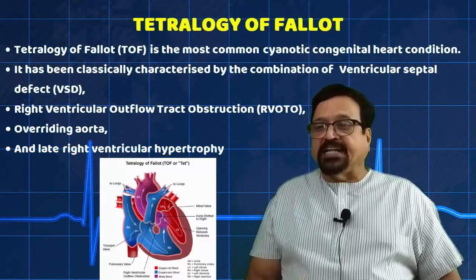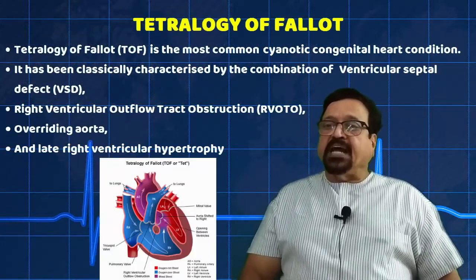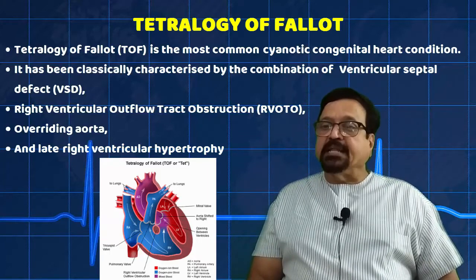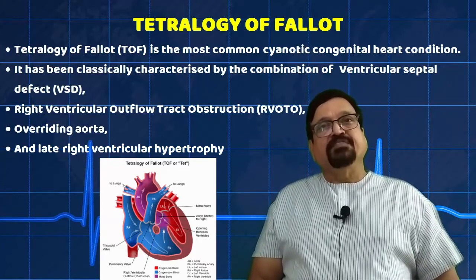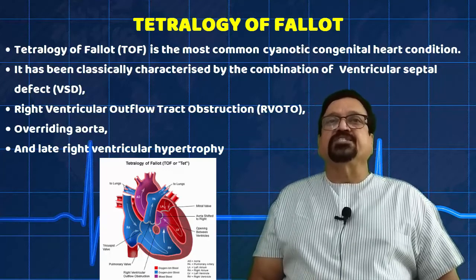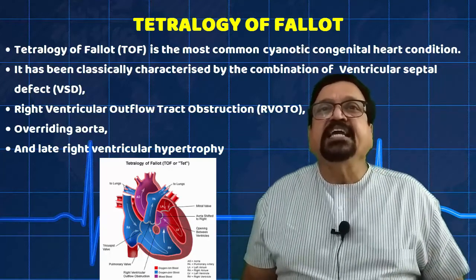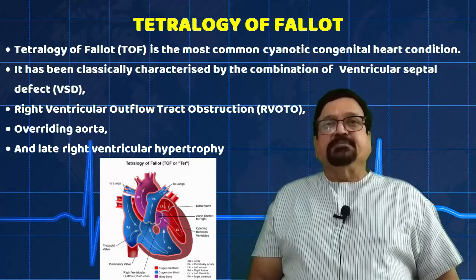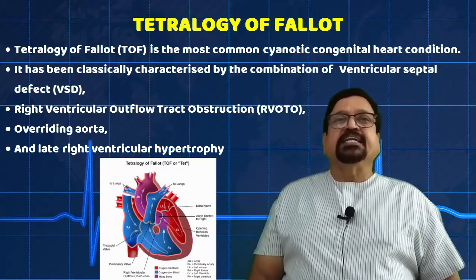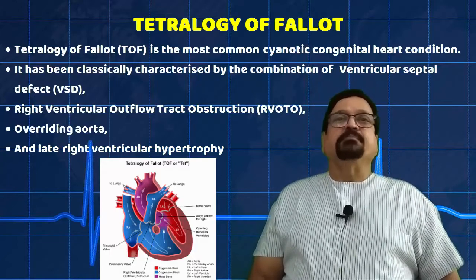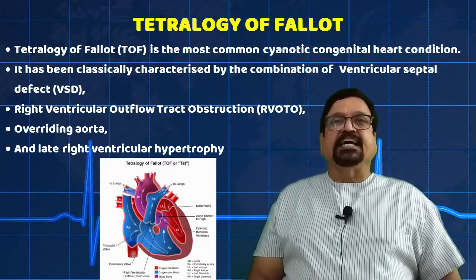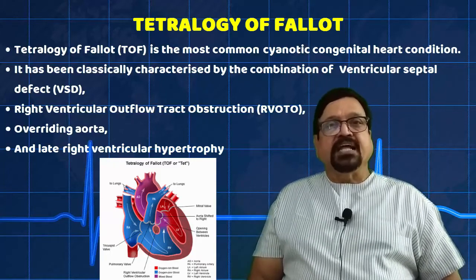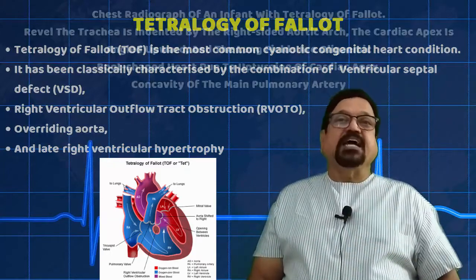Now tetralogy of Fallot. As I was telling you, in cyanotic heart diseases there can be either plethora, which we have seen just now, or there can be oligemic fields. If there is oligemic field, tetralogy of Fallot is top on the list. Now tetralogy of Fallot is the most common cyanotic congenital heart disease. It is characterized by a combination of ventricular septal defect, right ventricular outflow obstruction, then overriding of aorta and right ventricular hypertrophy.